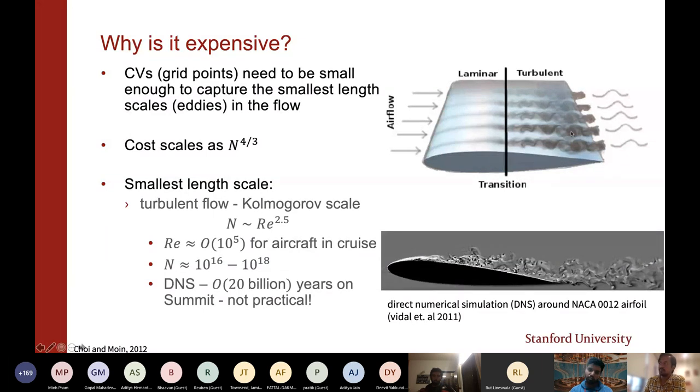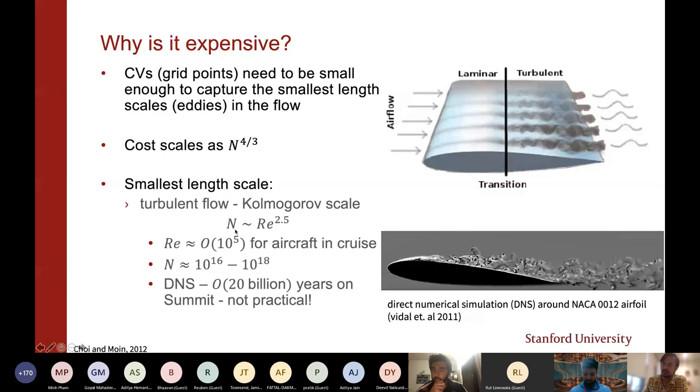So we call this turbulent flow. The smallest length scale was developed by Kolmogorov in the 1950s. That scale is an order of magnitude estimate for the smallest eddies that you can see in the flow. And using this scale, you can estimate the number of grid points that you need to simulate, for example, a whole aircraft.